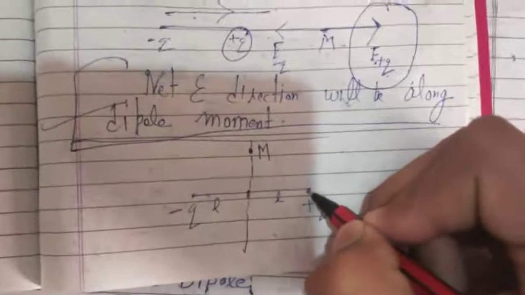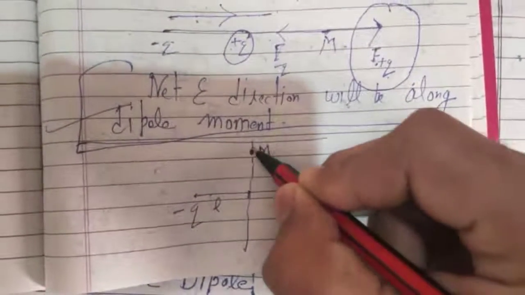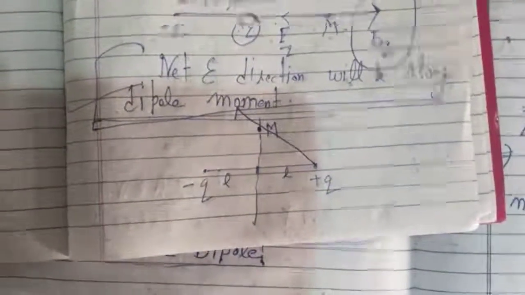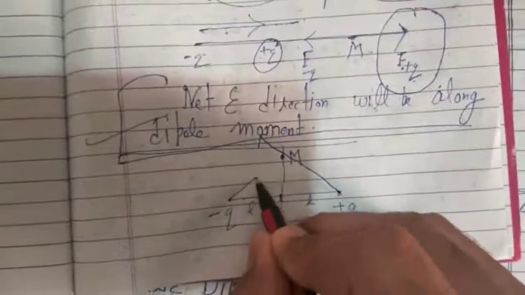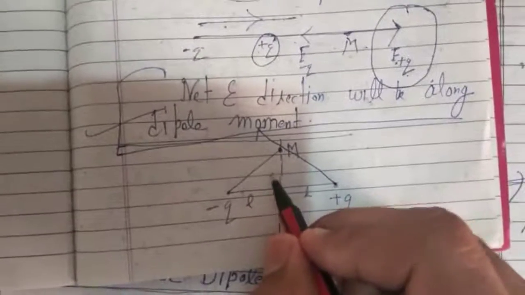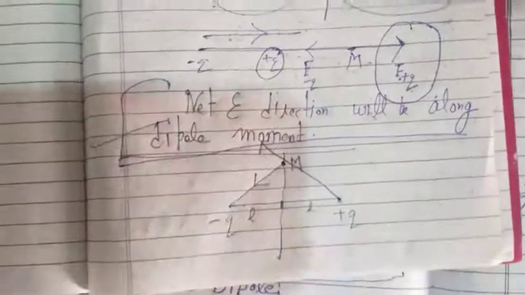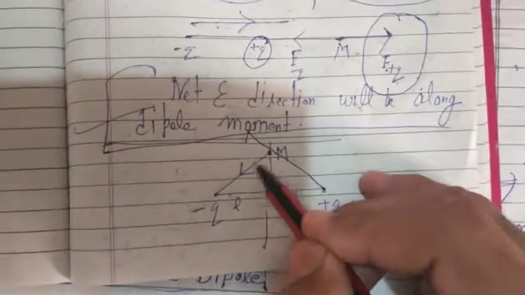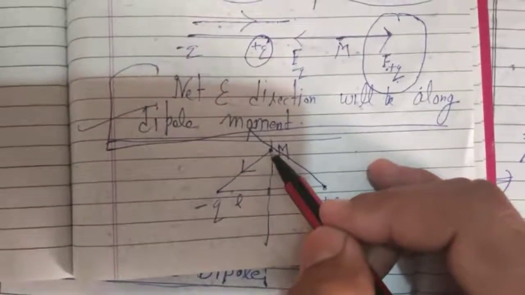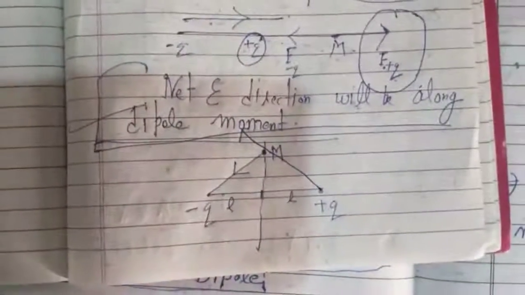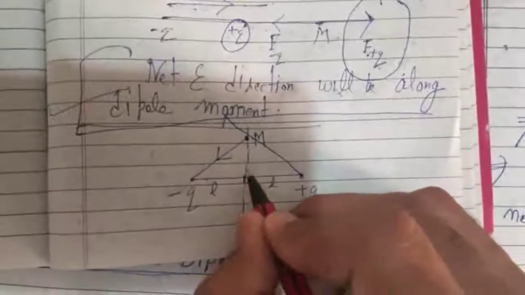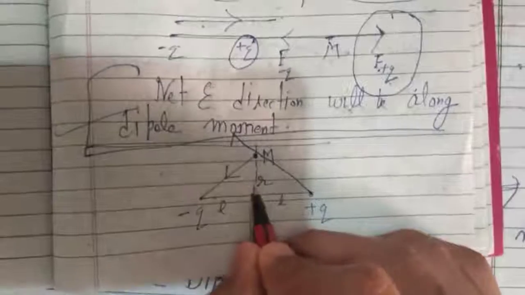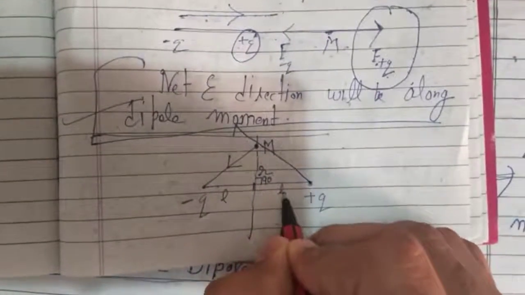So plus Q will also apply an electric field on this, in this direction, outward. Minus Q will also apply an electric field on this charge at M, but in this direction. One is applying in this direction, one is applying in this. In which direction the resultant will act, we will come to later. And the distance of M, suppose we have taken it as R. This is a 90-degree angle. So this is the base, this is the perpendicular.